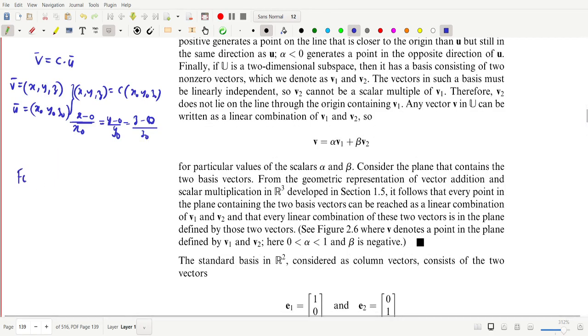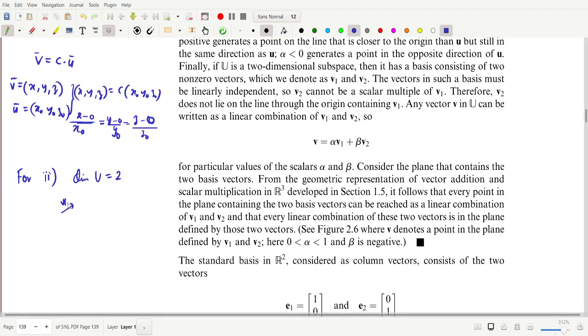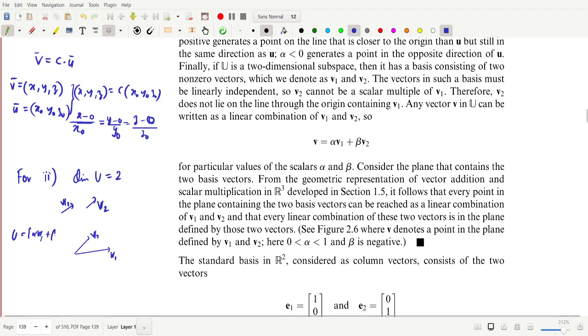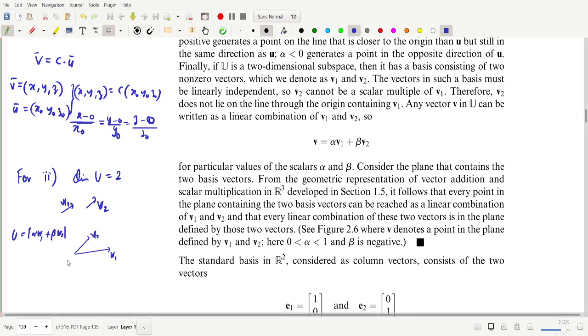For the third case, we assume dimension of U is equal to 2. In this case, we can get two linearly independent vectors V1 and V2. Since these are linearly independent, you consider all the linear combinations of them. U contains all the vectors of the form alpha V1 plus beta V2. So this will give the entire plane containing V1 and V2.